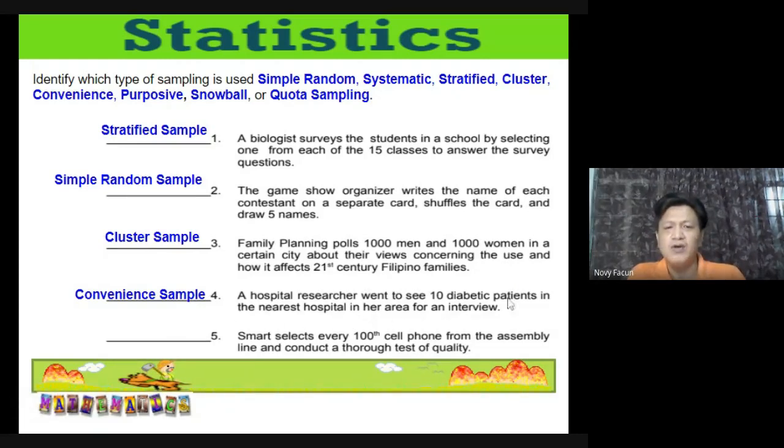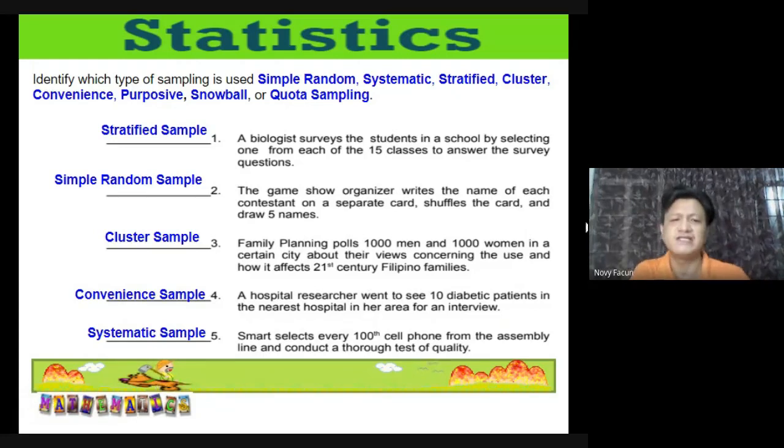So, ibig sabihin nito, di ba, the patients in the nearest, the word nearest, no, yun yung convenience muna. Next, number five, Smart selects every 100 cell phone from the assembly line and conduct the throughout test of quality. Ibig sabihin nito, that is systematic. Meron kang inassign, di ba? May inassign kang number. Kaya, every 100 cellphone, pag binilang ko every 100, sila yung kukunin mo as being represent to your sample or part of the sample.